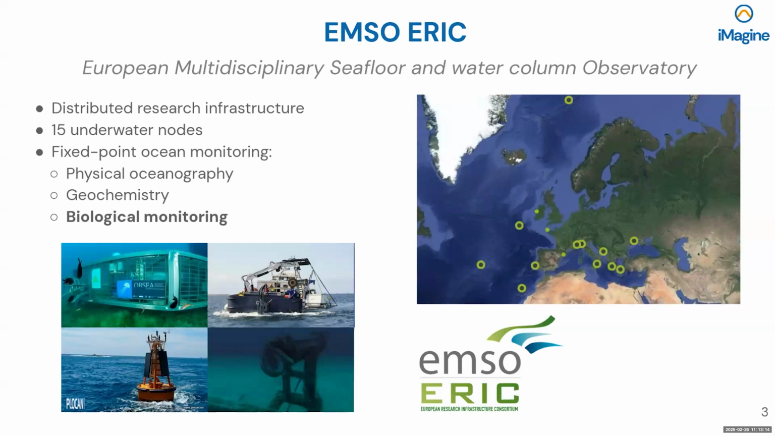Okay, so I'm working at OBSEA, which is part of EMSO-OBSEA. So what is EMSO-OBSEA? Well, EMSO-OBSEA is a distributed infrastructure. It has 15 underwater nodes, meaning underwater stations, fixed point observation systems, which are devoted to monitoring the oceans and their evolution in different domains, such as physical oceanography and geochemistry, and also biological monitoring.